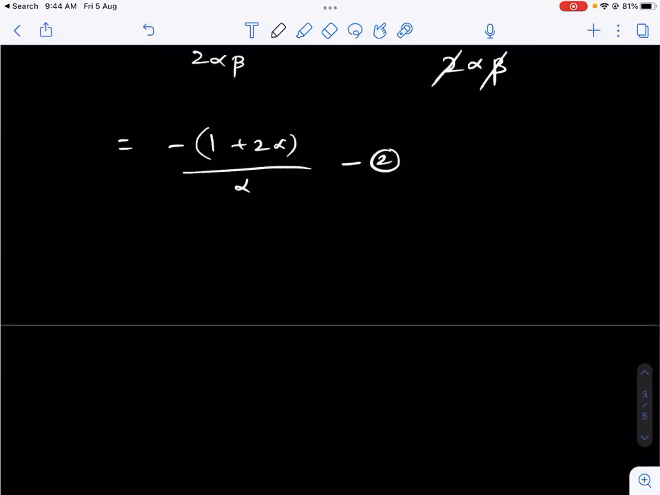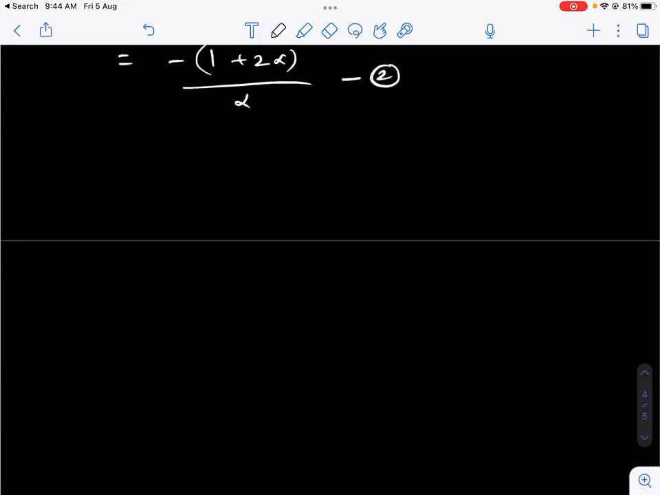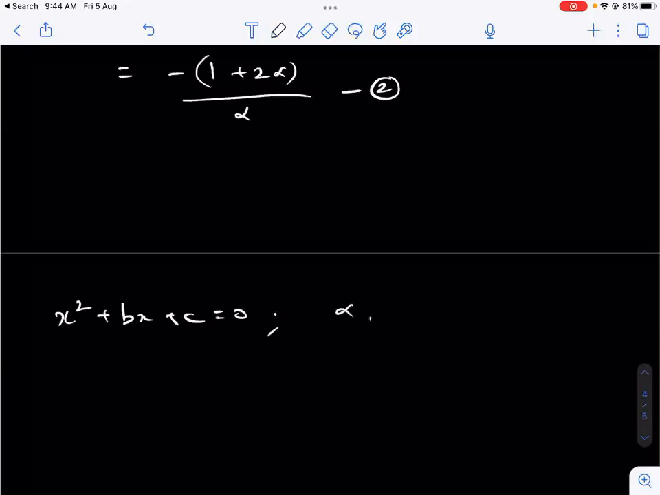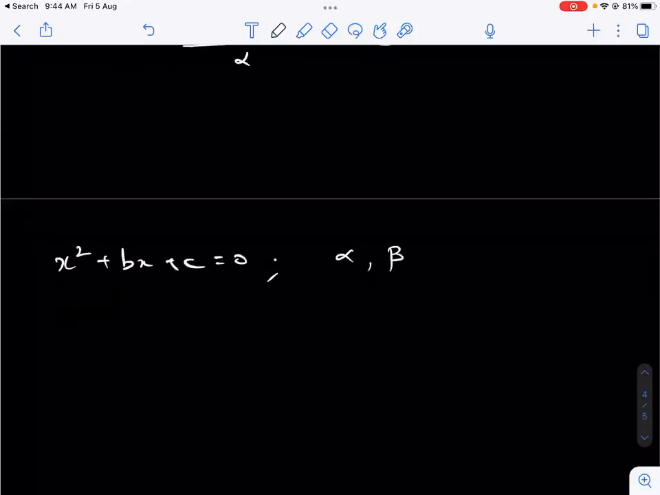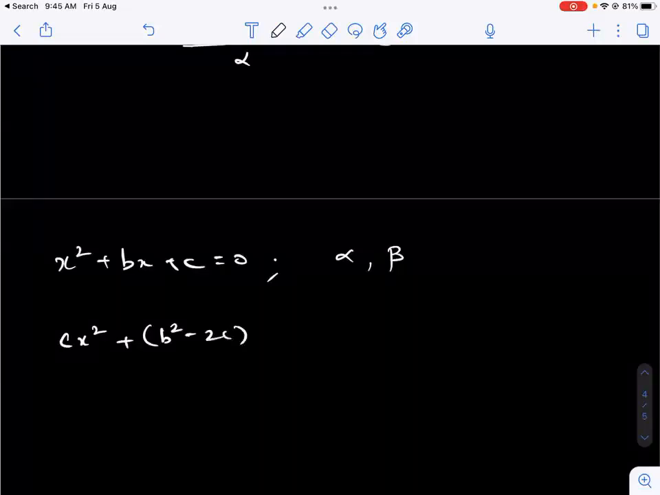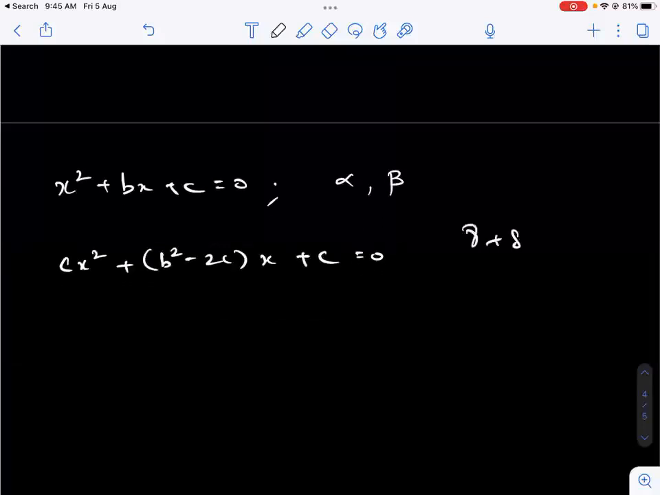Okay, let me do one thing. Let me check with the options. Just give me a minute. Keep observing, okay? X square plus bx plus c is equal to 0. The roots of the equation are alpha and beta, right? The roots of the equation are alpha and beta. Now, I have cx square plus b square minus 2c into x plus c is equal to 0. Let the roots be gamma and delta, okay?